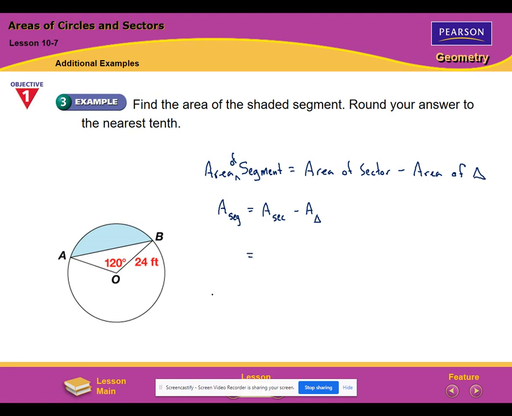Okay. Well, we just learned how to do a sector. Because this measure would be 120 to match this measure, that's going to be 120 out of 360 pi r squared, where r is given as 24. And then from that, we're going to subtract the area of the triangle, which is 1/2 BC sine of A. Now stop and think about, what are the B and the C? Sine of A, that capital A is going to be the angle, 120 degrees.